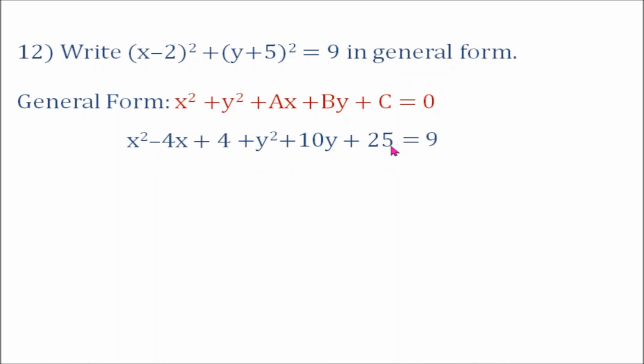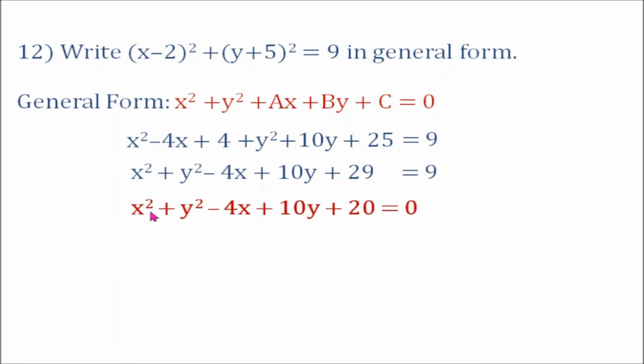Now we are going to arrange the terms, combining like terms. Then we start with x squared, then y squared, then minus 4x, then plus 10y, then combining 4 and 25, it is equal to 29, and then equals 9. Say the right side is equal to 0, so we are going to subtract 9 from both sides. So 29 minus 9 is 20. So our final answer is x squared plus y squared minus 4x plus 10y plus 20 equals 0.